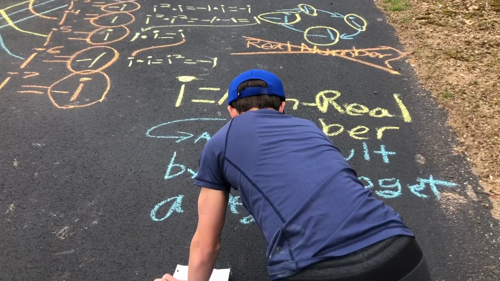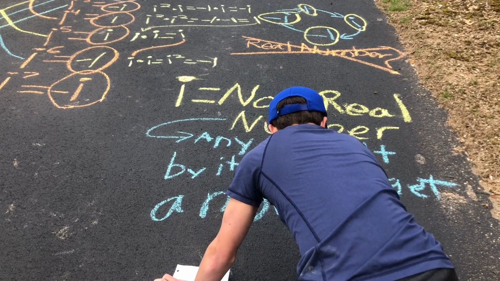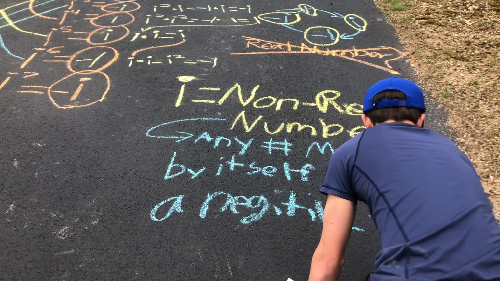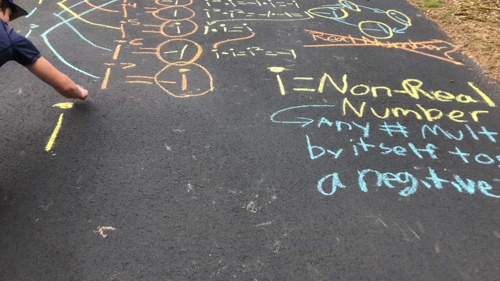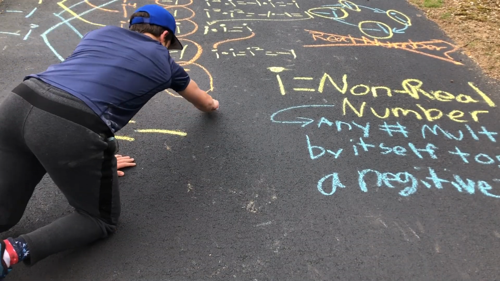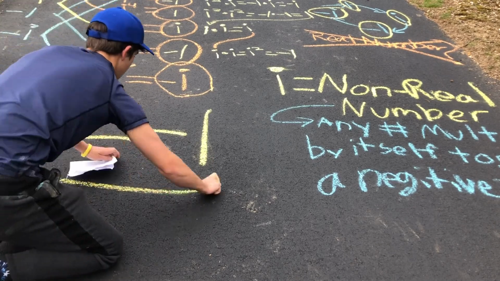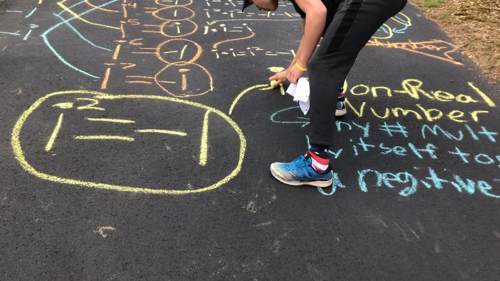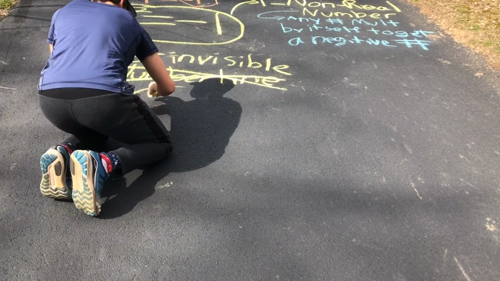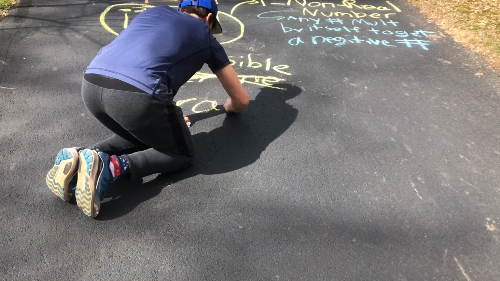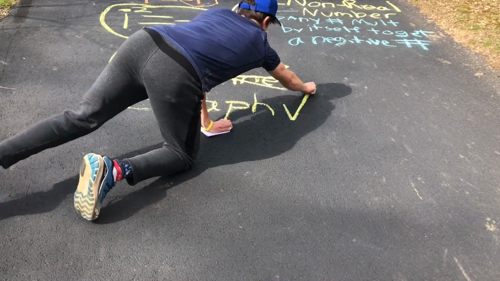Now, what is i? We know it's not a real number. It's actually known as a non-real number. The definition is basically any number multiplied by itself to get a negative number. This is shown by the most common use of i, i squared, which equals -1. This means i times itself equals a negative number, the definition of a non-real number. It's not invisible, but you can't really see it on a number line, and you won't see it commonly, but you will often see it on a graph.